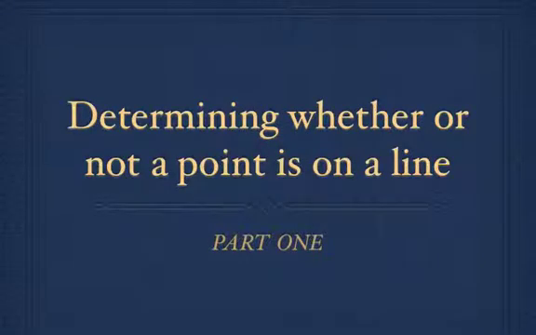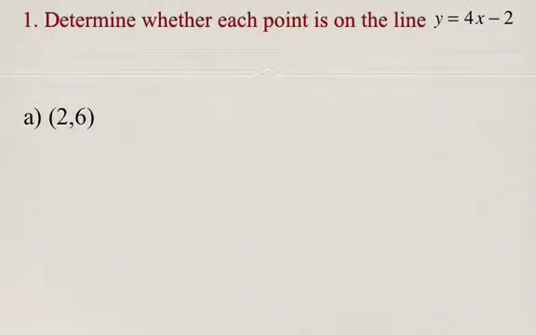Here's the first part of the lesson on determining whether or not a point is on a line. In this type of question, you're going to be asked to determine whether a coordinate lies on a particular line. And that means that the coordinate has to satisfy the equation of the line.